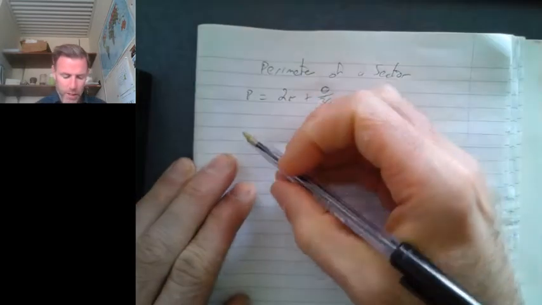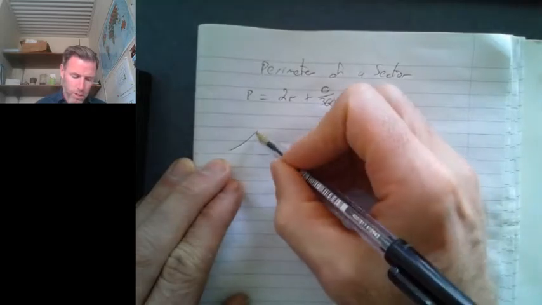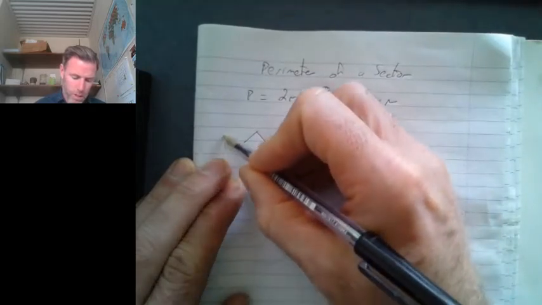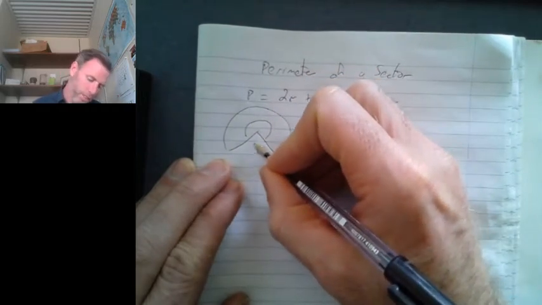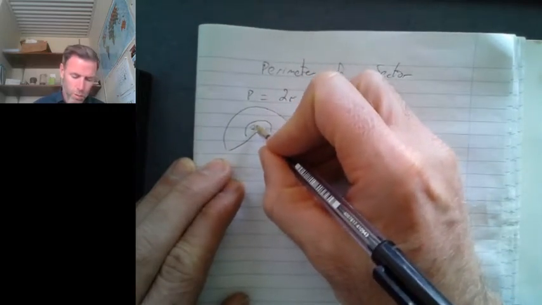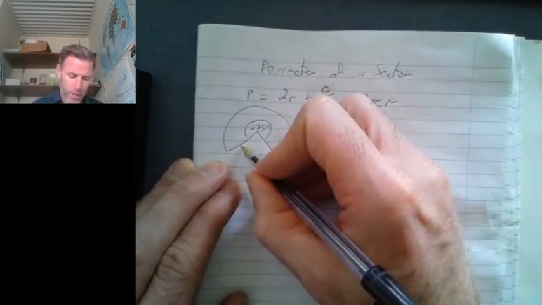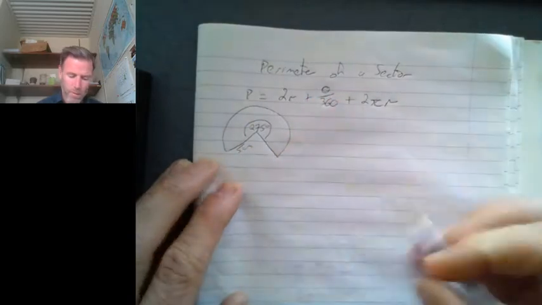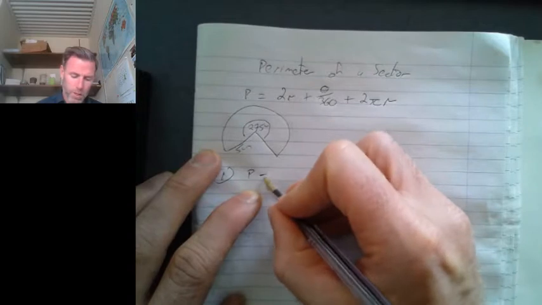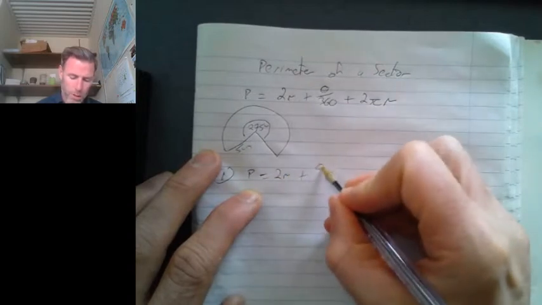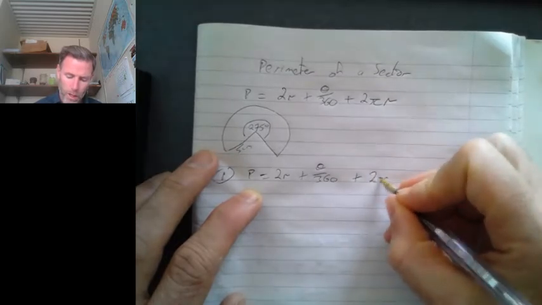So let's say we've been given a sector of a circle, and we've been given in here, let's say, 275 degrees, and the radius here is 5 centimeters. So the first thing we do is always rewrite the formula. So perimeter of a sector is equal to 2 times R plus the degree over 360 plus 2 pi R.